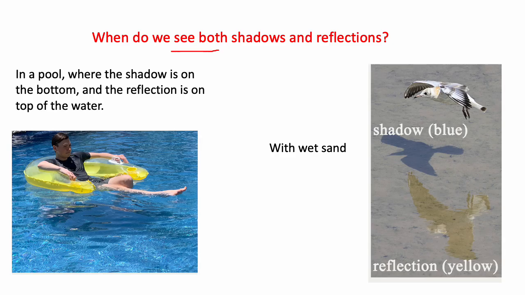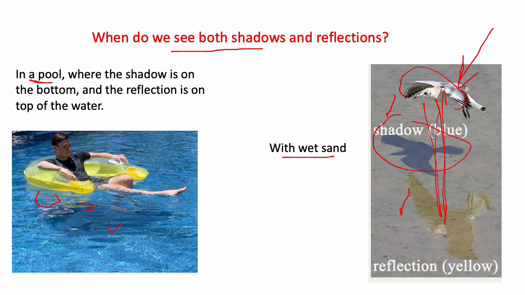There are a few situations when we see both shadows and reflections. One case is a swimming pool, where the shadow is on the bottom of the pool, and we see bits of pink reflections or yellow reflections on the surface of the water. Another situation is wet sand, and here you see the shadow of the bird that has a bluish tinge, and the reflection that has more of a yellow tinge from the sun. And we could see that the sun must be going in this direction because the shadow is to the left of the bird. And again, the reflection is directly underneath the bird.